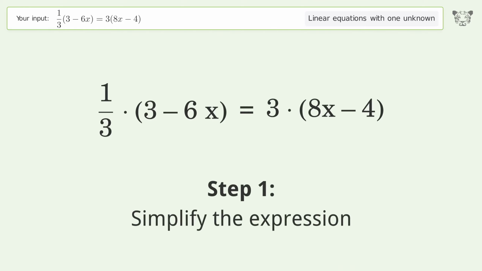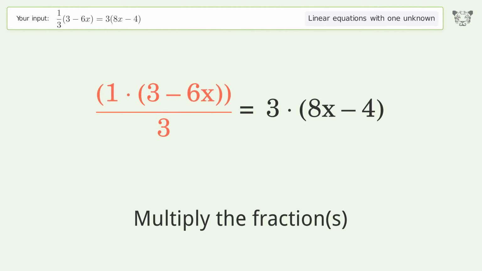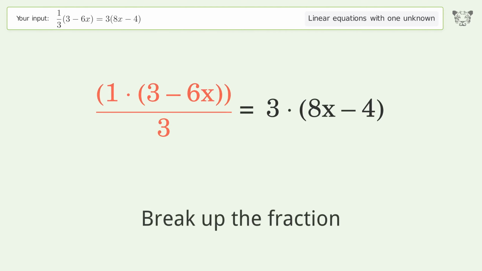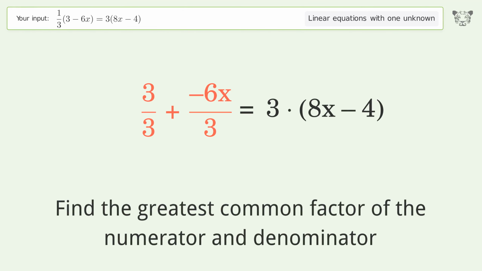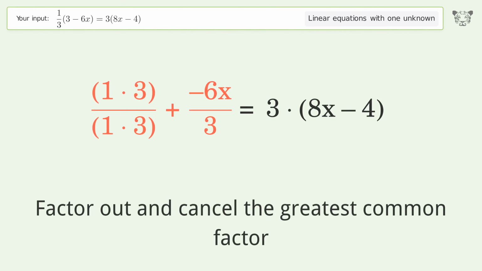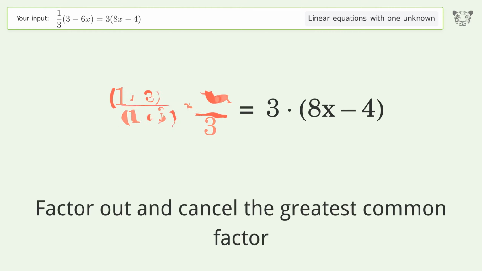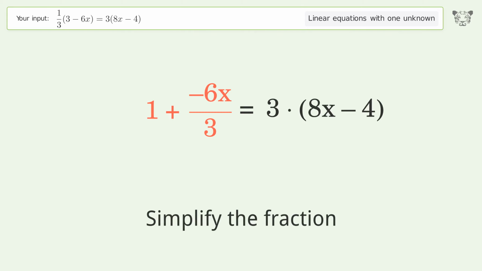Simplify the expression. Multiply the fractions. Break up the fraction. Find the greatest common factor of the numerator and denominator. Factor out and cancel the greatest common factor. Simplify the fraction.